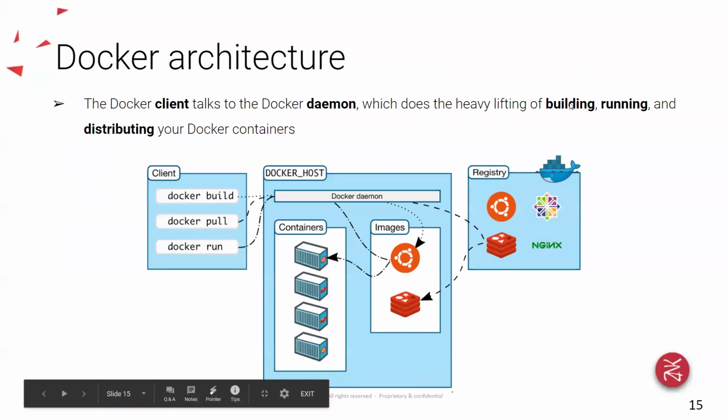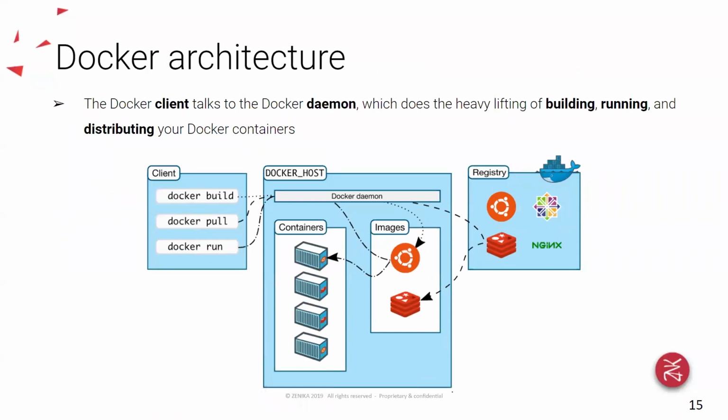Let's talk a bit about the Docker architecture more in depth. So we have the Docker client. Think of the Docker client as all the commands that you're running on your shell or on your terminal. Whenever you're running your commands, they interface with the Docker daemon. And the Docker daemon is the one that does all the work behind the scenes for us.